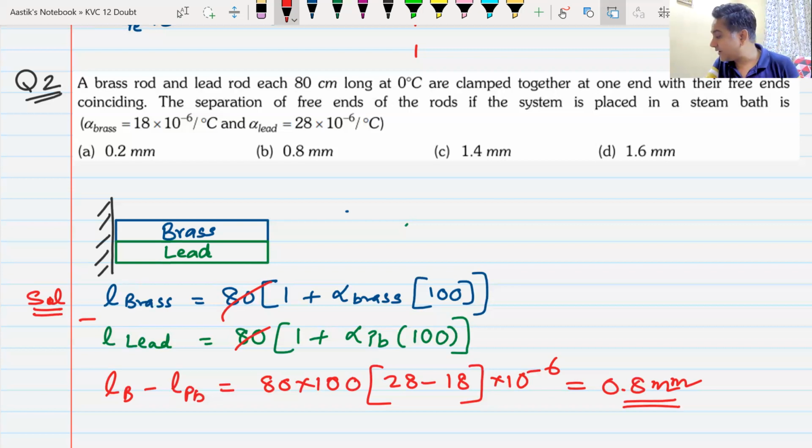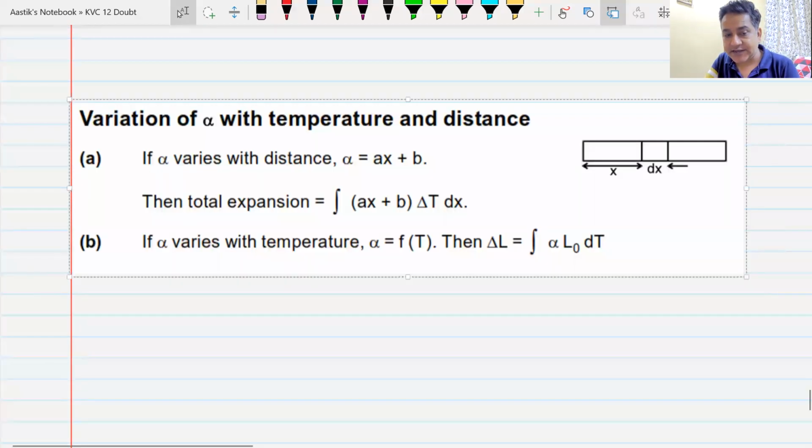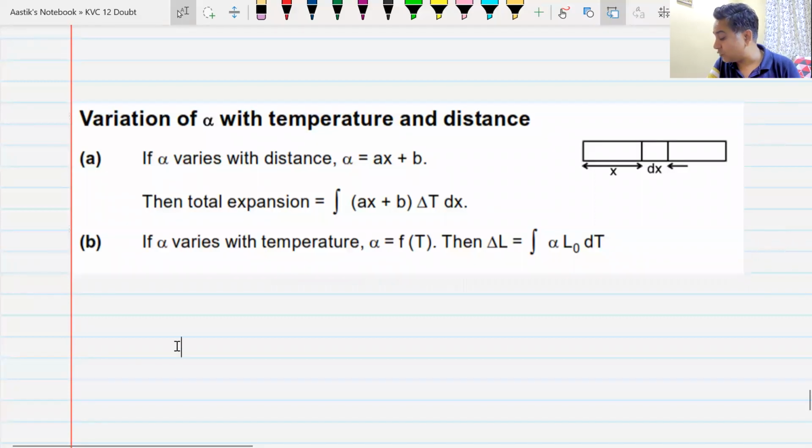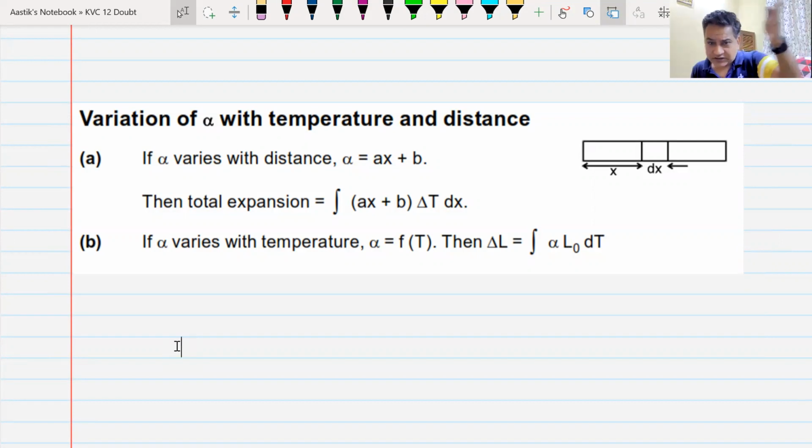What happens if alpha is variable? Now alpha can vary with two things. It can vary with your length, or it can vary with your temperature. So there are two ways in which I can vary alpha. It can vary along the rod, along the length of the rod, or it can vary with temperature.